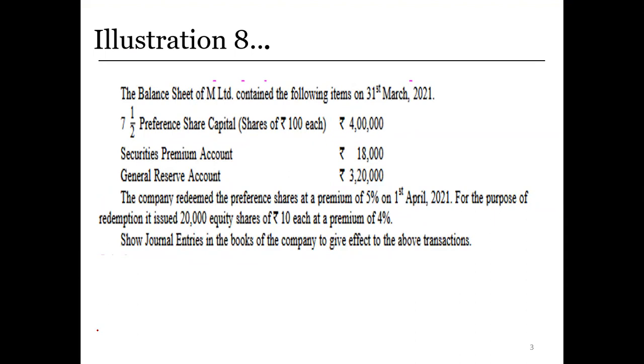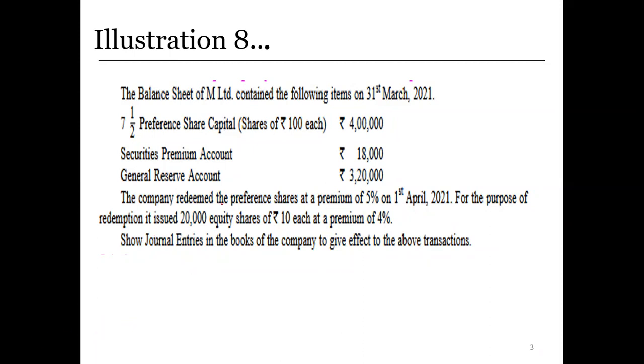7.5% preference share capital of rupees 100 each, rupees 4 lakh; security premium account rupees 18,000; general reserve account 3,20,000. The company redeemed the preference shares at a premium of 5% on 1st April 2011. For the purpose of redemption, it issued 20,000 equity shares of rupees 10 each at a premium of 4%. Show journal entries in the books of the company to give effect to the above transaction.